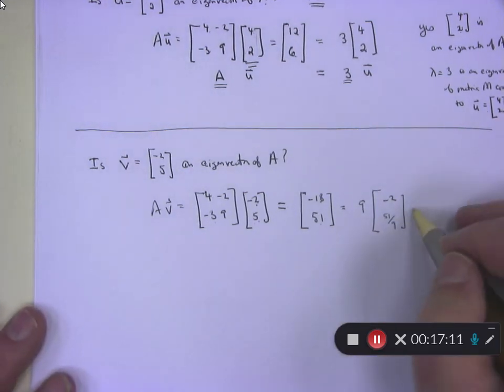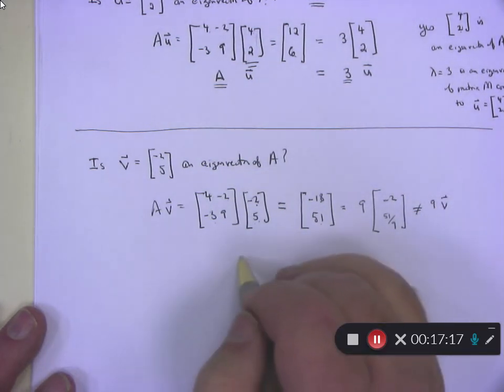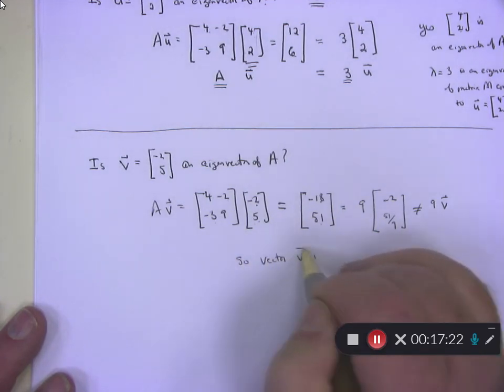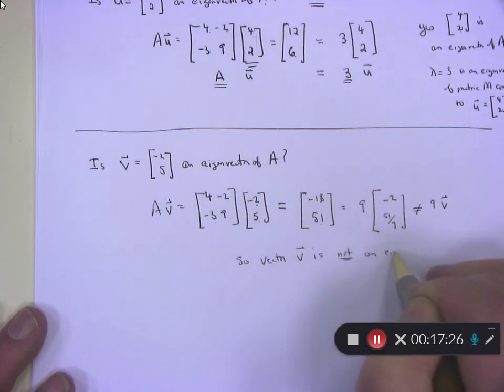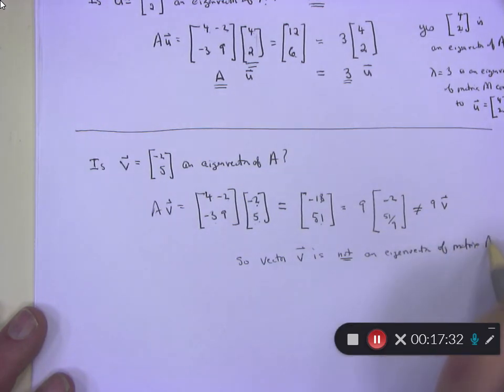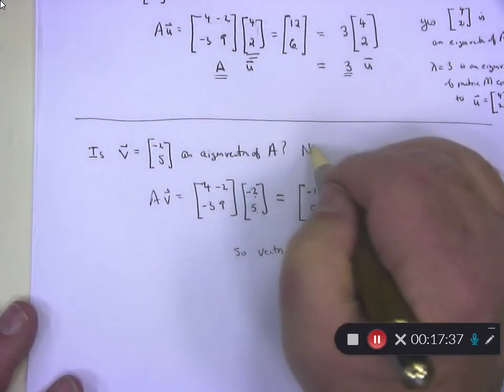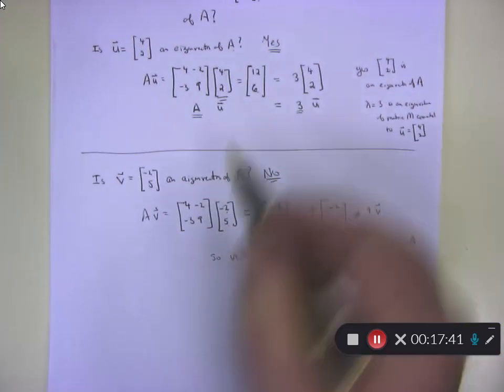So this is not equal to 9 times vector V. So I just want to show you, vector V is not an eigenvector of matrix A. So this answer would be no. But you can look at these two examples and see how to do it.